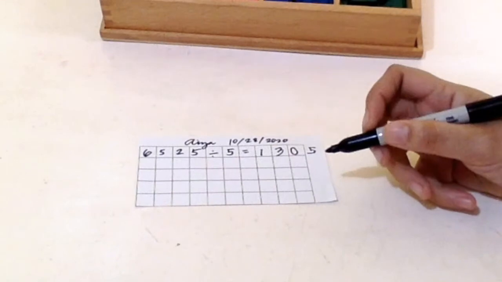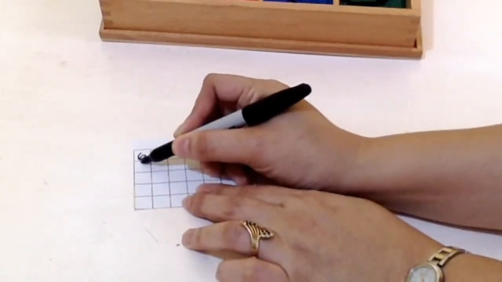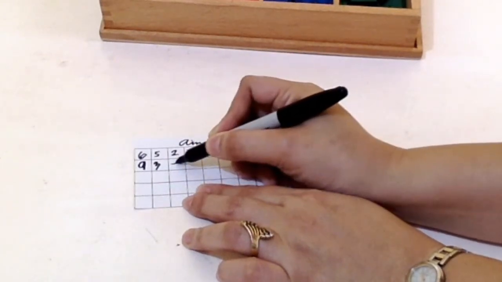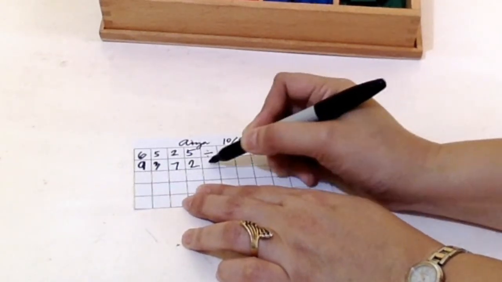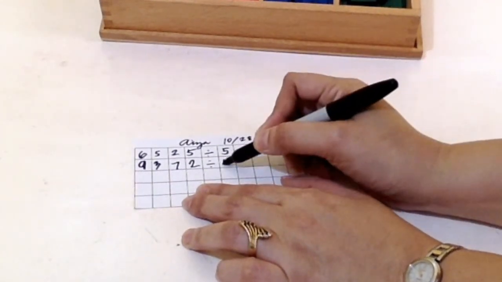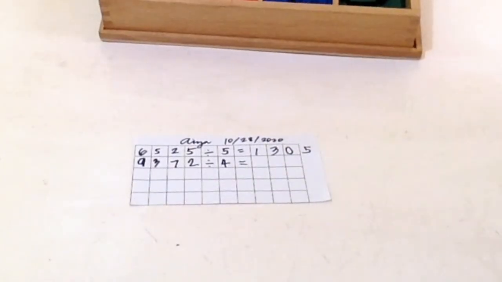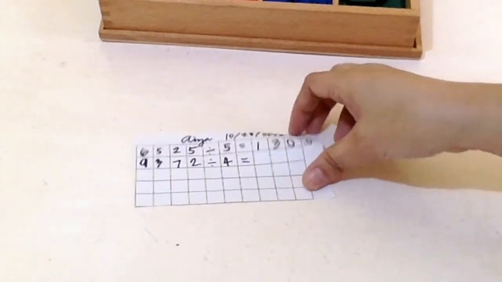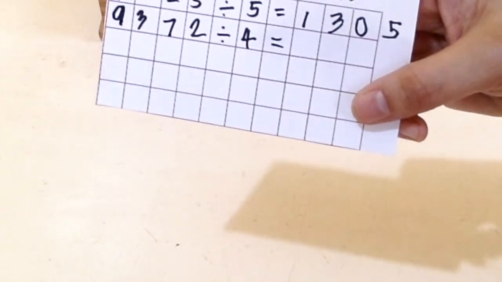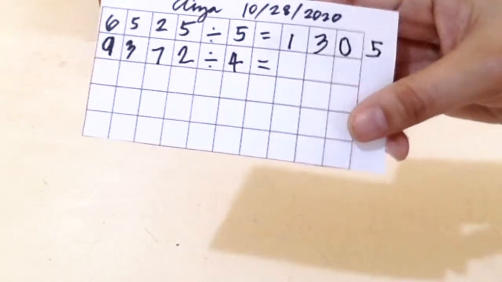Now, for the next problem, let's write it down. 9,372 divided by 4. Okay, equals. So, I hope you see it well. 9,372 divided by 4 equals. Let's do it.